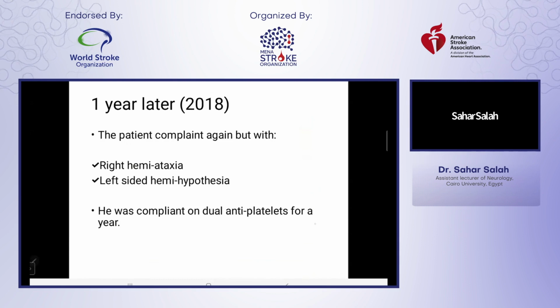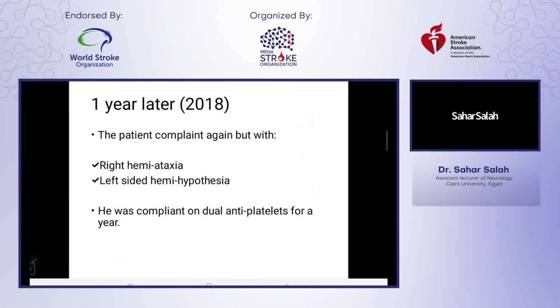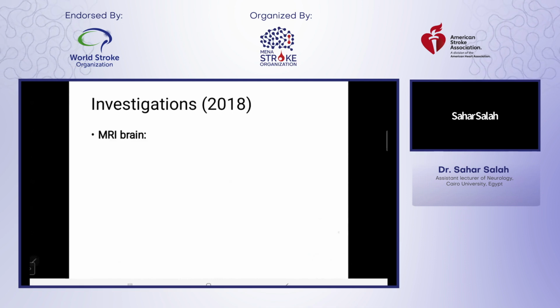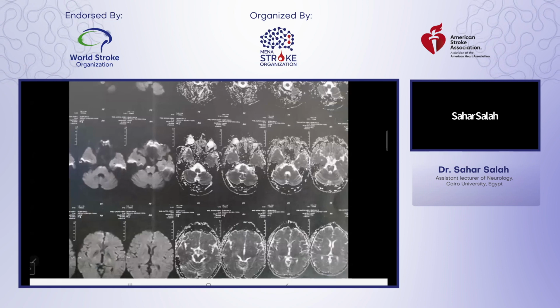A year later, the patient presented in 2018 to us with a right hemiataxia and left-sided hemihypesthesia, and he was compliant on dual antiplatelet for the whole past year. He was also investigated. MRI brain was done, and it showed a small area of right pontine restricted diffusion and bilateral deep cerebral ischemic foci.